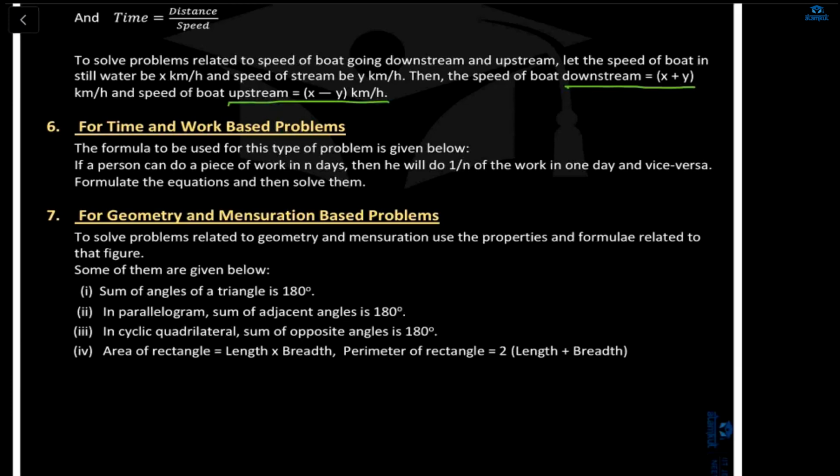And geometry based problems, everybody knows the sum of the angles of a triangle is 180 degrees. In a parallelogram, the sum of adjacent angles is 180 degrees. In a cyclic quadrilateral, the sum of opposite angles is 180 degrees.